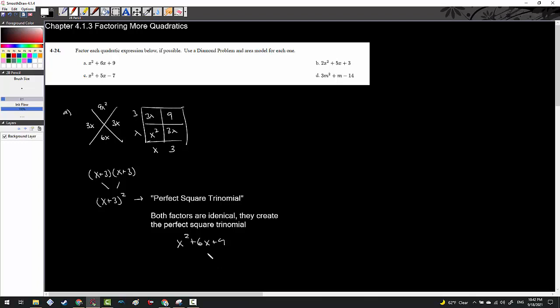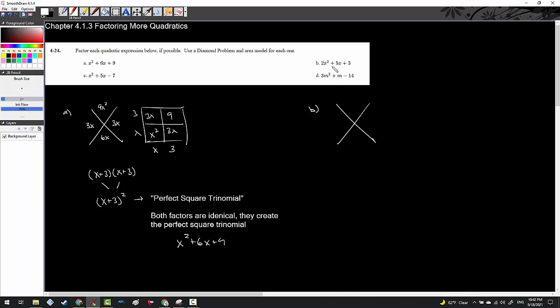We will eventually explore the relationship between the 6 and the 9 right there and other perfect square trinomials, and we'll establish a numerical pattern between them to see how they're all related, because we'll be creating perfect square trinomials before you know it. In part B here, again, I'm going to go ahead and throw it on the diamond.